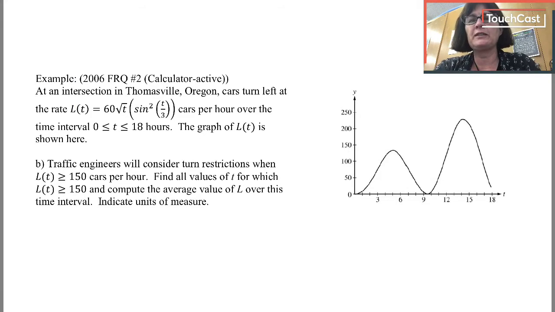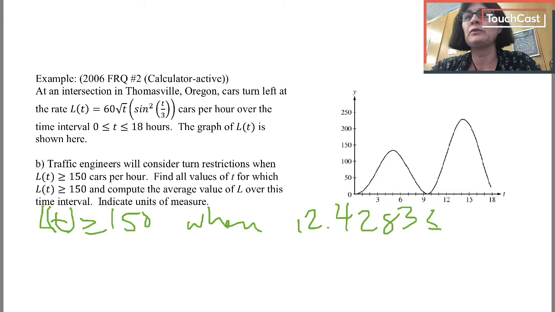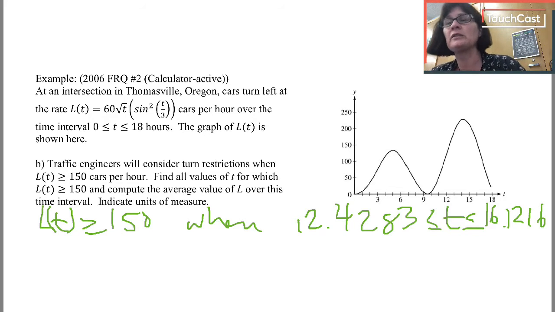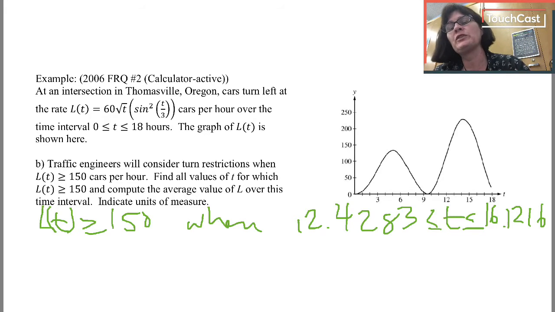All right, so I'm going to start with that first answer. L of t is greater than or equal to 150 when 12.4283 is less than or equal to t, which is less than or equal to 16.1216. Again, not a calculus question, but you will need to be able to demonstrate that skill of finding where two functions intersect to solve an equation.